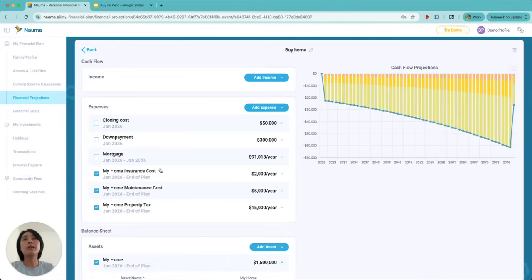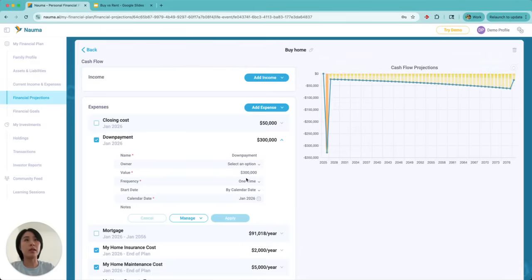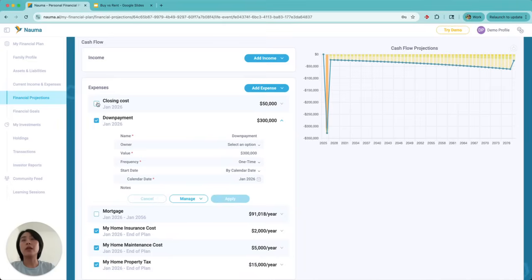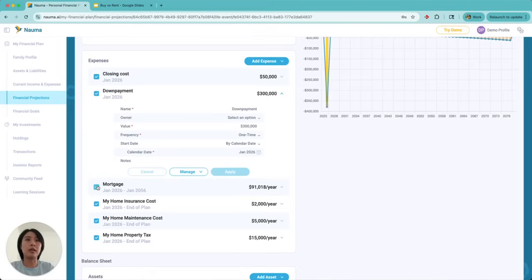Then when we buy this place, we're doing a 20% down payment. That will be $300,000 in 2026. Then we have closing costs. Assume that when we buy a home, we need to move in, we need to take a loan, there's some closing cost with the loan, and maybe we want to do some renovation. I put $50,000 there. And also we need to take a mortgage.